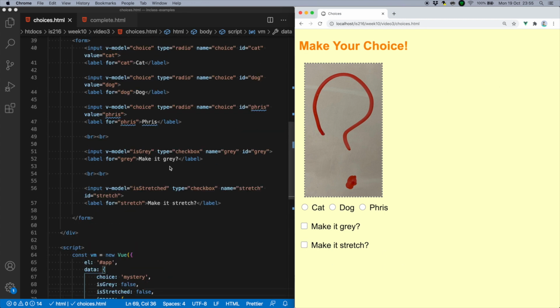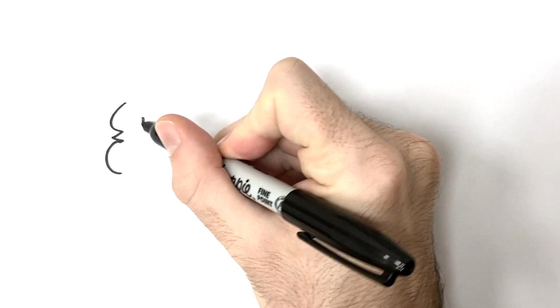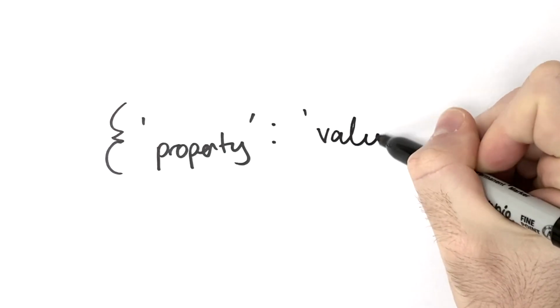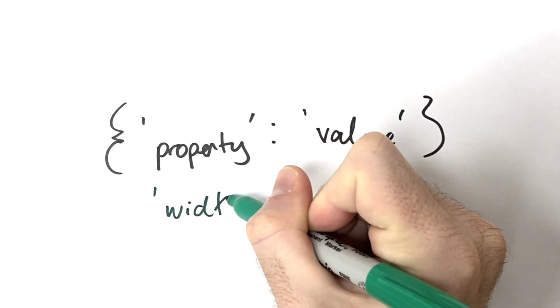What I want to do here is set the width of the image to 1000 pixels when the stretch box is checked. This time, I'm going to implement this using an inline style binding, which requires a v-bind style attribute. What does the value of this attribute look like? Well, again, it's an object, but this time it's an object of CSS properties along with their corresponding CSS values. For example, width and 1000 pixels.